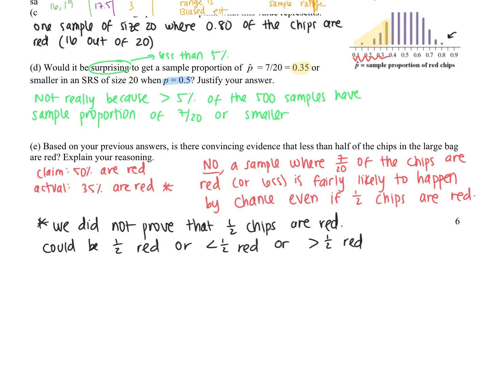We've just said we don't have sufficient evidence that less than half are red. That's all we can say. We cannot say definitively half of them are red. We can't say less than half are red, even if we had convincing evidence. So even if we had gotten this proportion of 0.15, that still does not mean that less than half are red. The only way to definitively know with 100% certainty is to actually go through the bag.